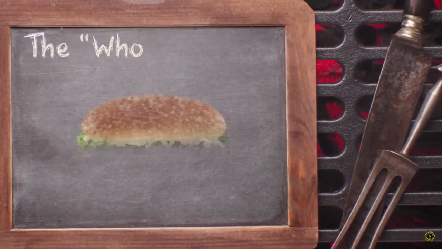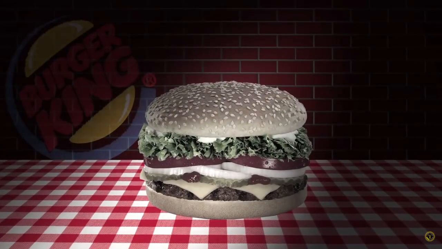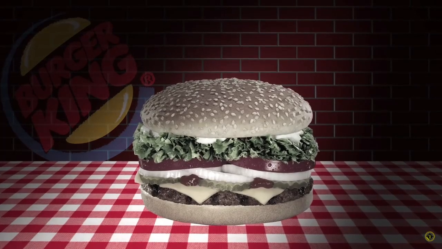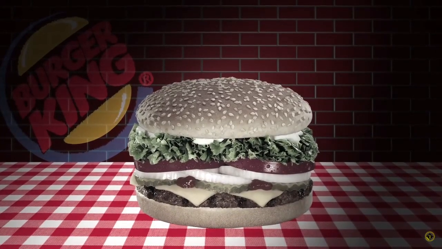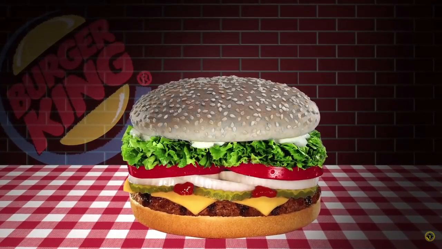The first one we're going to call the Whopper with cheese stack. This one's pretty straightforward. If you order a Whopper with cheese at Burger King, you get a burger with the exact same ingredients that we're stacking today. From bottom to top, the Whopper with cheese is stacked like so. Bottom bun, patty, cheese, pickles, ketchup, onion, tomato, lettuce, mayo, top bun.